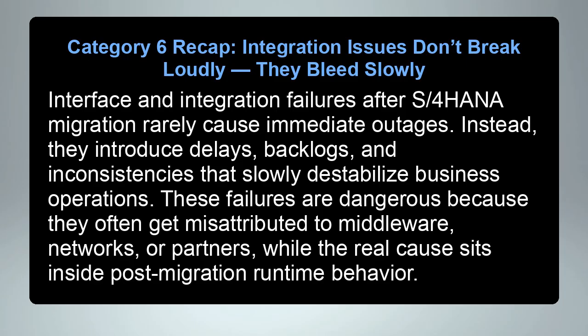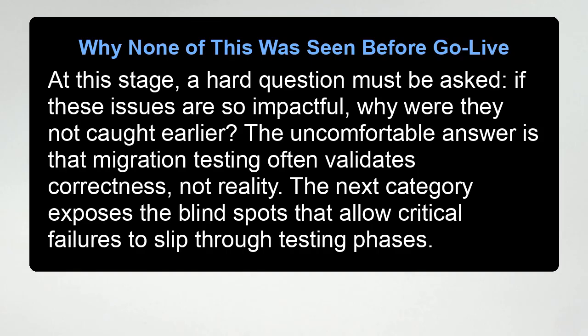Category 6 recap. Integration issues don't break loudly, they bleed slowly. Interface and integration failures after S/4HANA migration rarely cause immediate outages. Instead, they introduce delays, backlogs, and inconsistencies that slowly destabilize business operations. These failures are dangerous because they often get misattributed to middleware, networks, or partners, while the real cause sits inside post-migration runtime behavior. Why none of this was seen before go live?